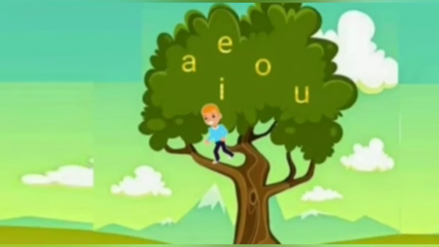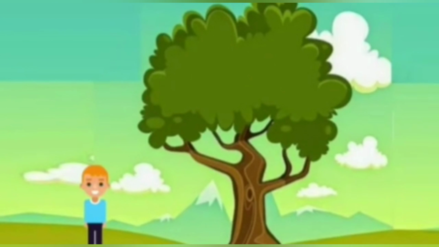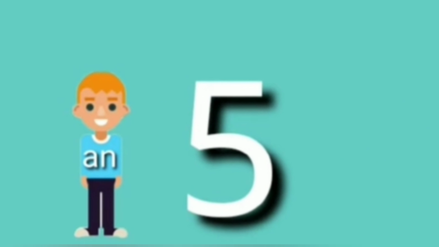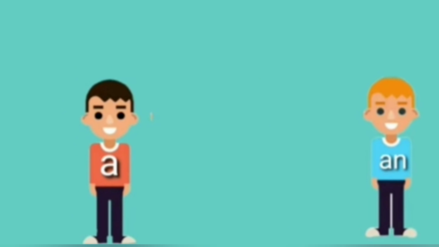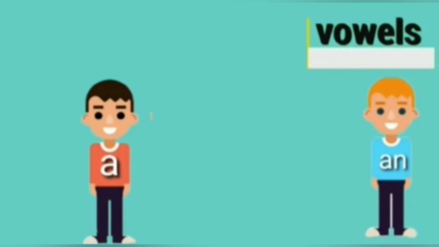After some time, when An looked down, he couldn't see A there. Oh my God! A has collected almost all the letters and ran away. Then An plucked down the rest of the letters. He got only 5 letters. The 5 letters are A, E, I, O, U. Yes, vowels. A left with 21 letters, that is 21 consonants. And the remaining 5 letters were with an. Since that day onwards, A is always with the consonants and an is always with the vowels.